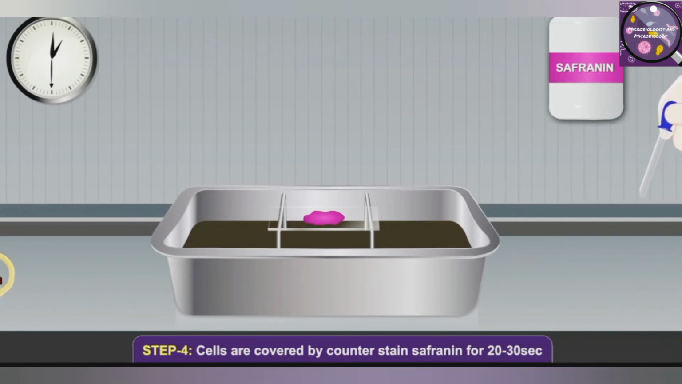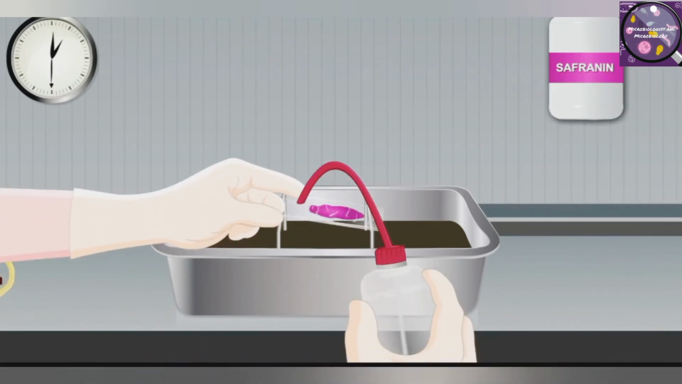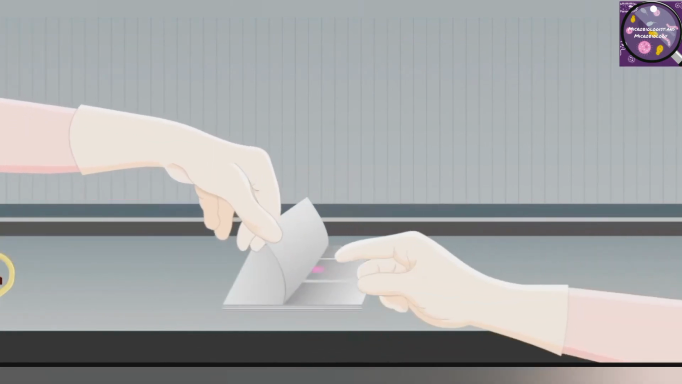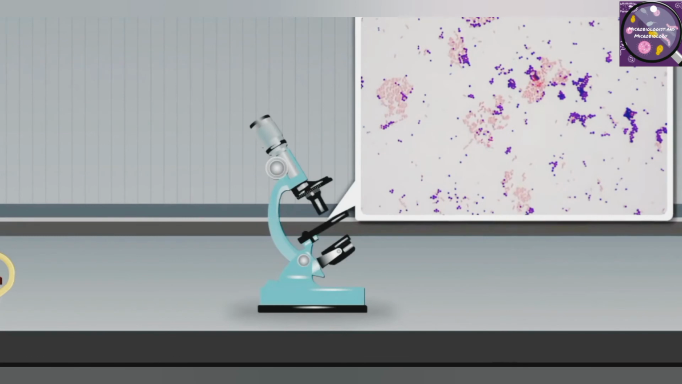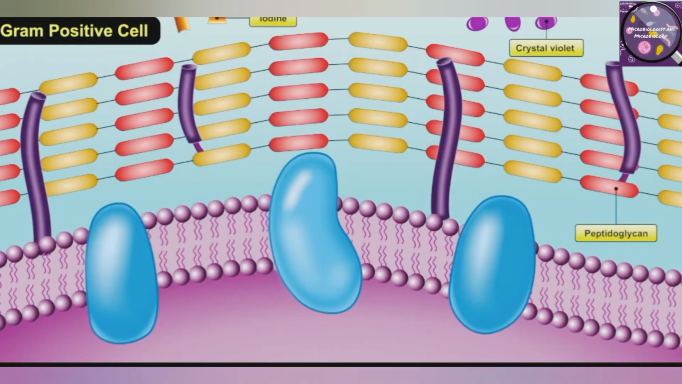Finally, the rinsed cells are covered with the counterstain safranin for 20 to 30 seconds. After rinsing with water, the slide is dried with filter paper. When viewed microscopically, gram-positive bacteria are purple and gram-negative bacteria are pink.